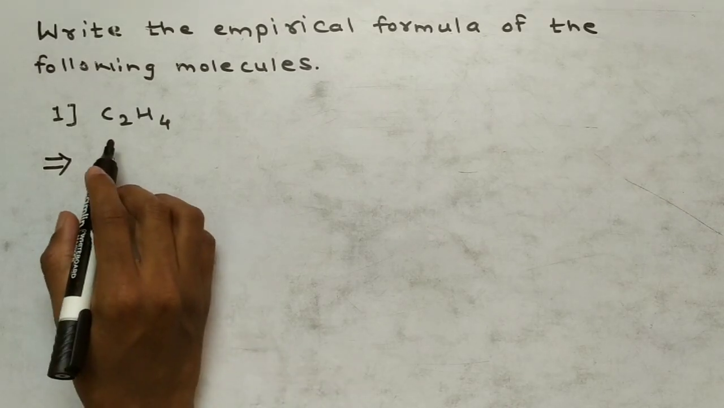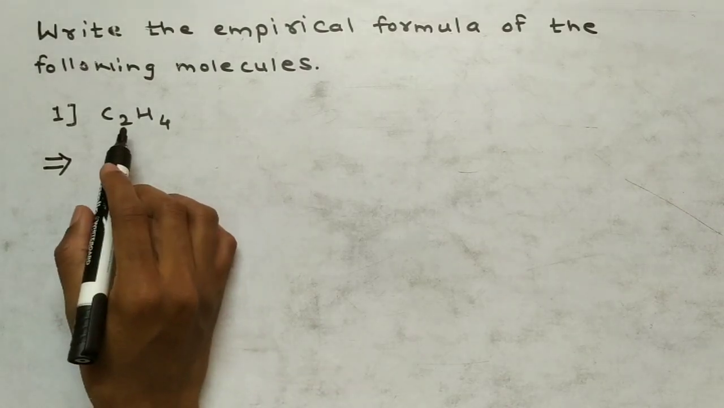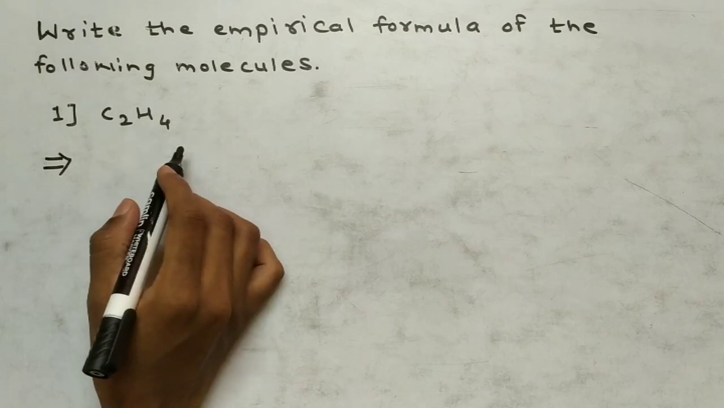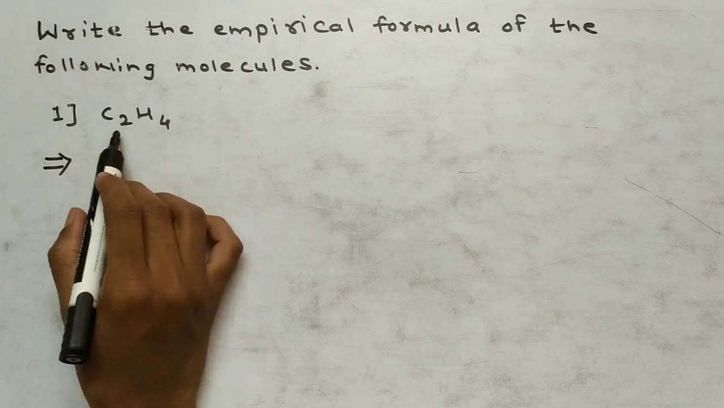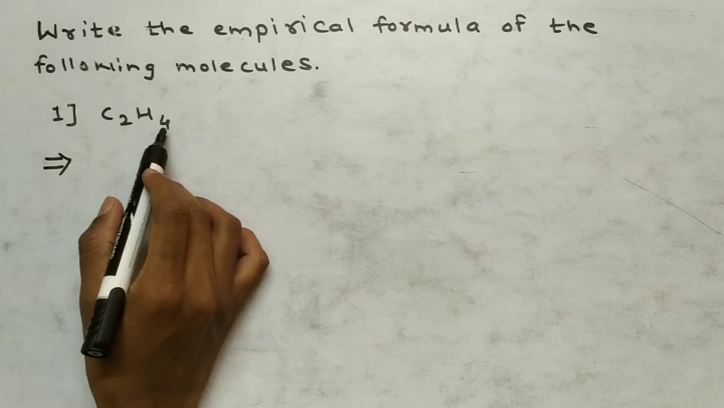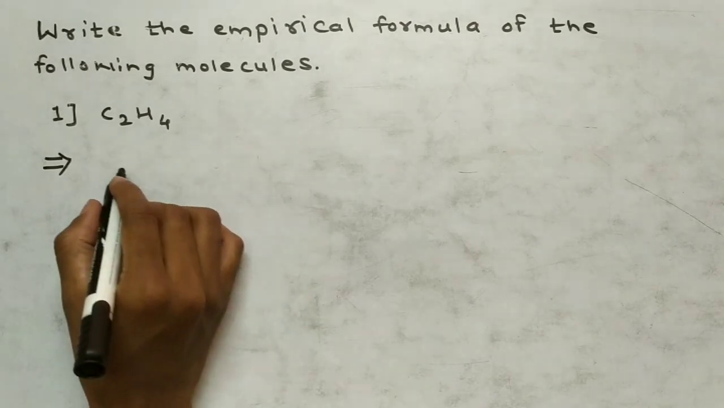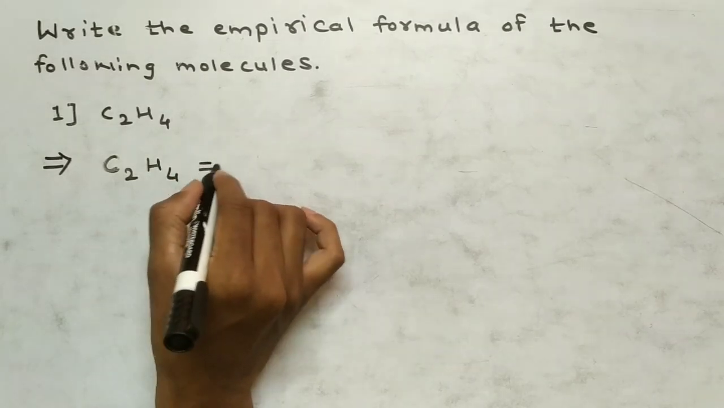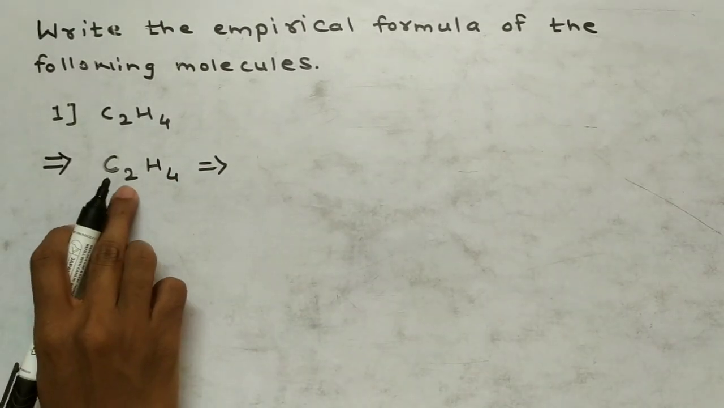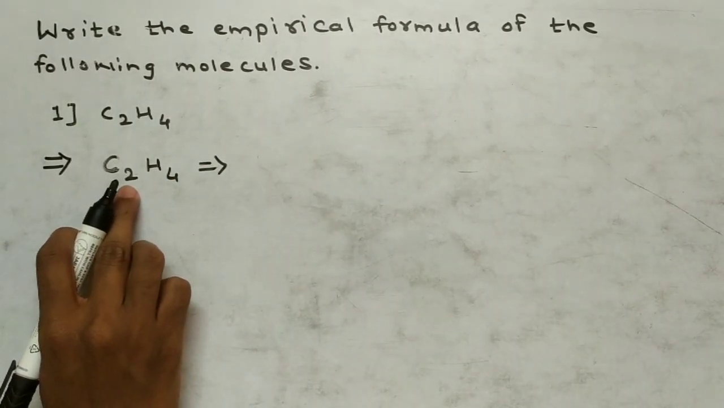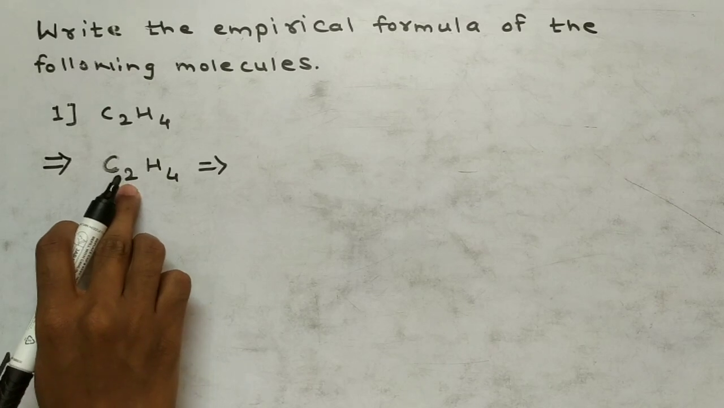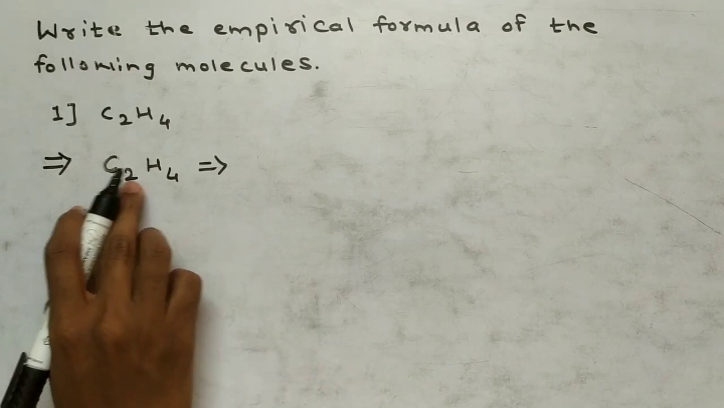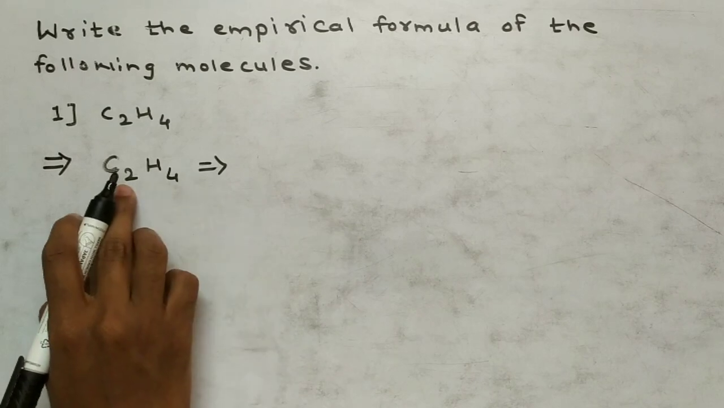So now here if you'll see, the ratio of the atoms is 2:4. So we have to convert this ratio to the lowest possible whole number ratio. Now I will just write down this C2H4. Now here what we will do, we'll just see the smallest whole number in this formula. So this is 2 here, and we will divide all the numbers by this smallest whole number.